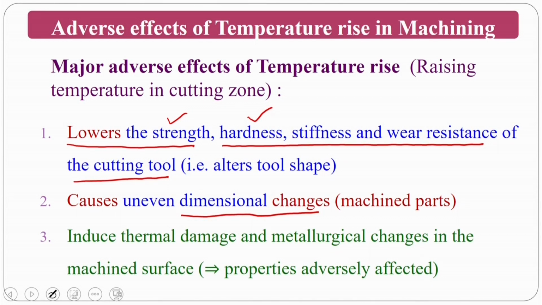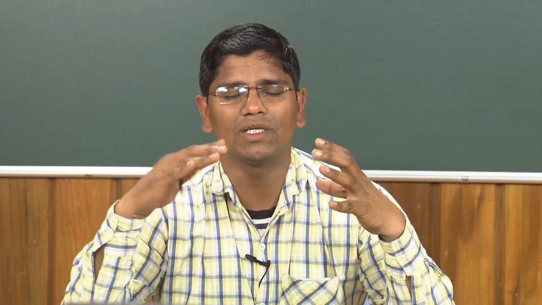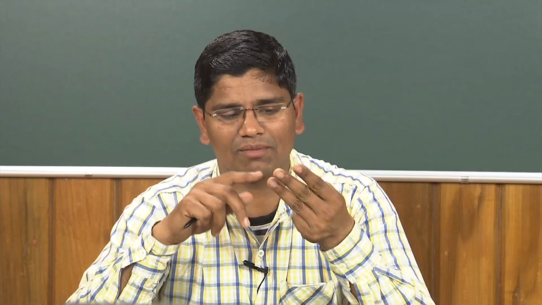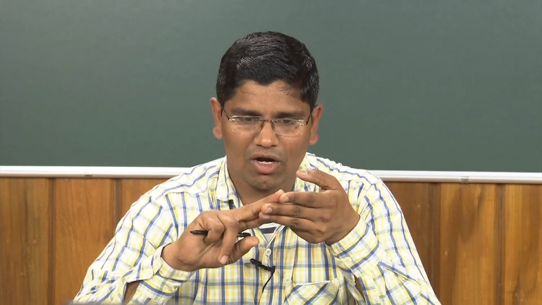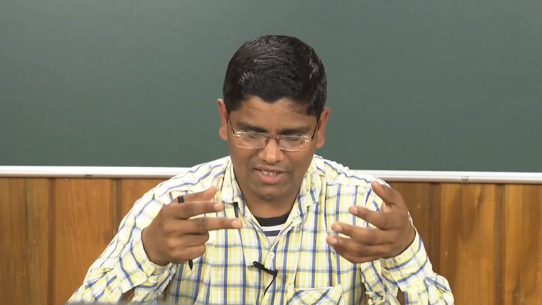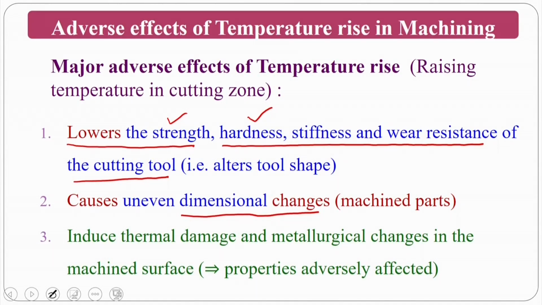Induce thermal damage and metallurgical changes to the machined surface. Normally, whenever the temperature in the cutting tool machining region is very high, what will happen? Thermal layers will form. There are 3 thermal layers. If you see the EDM process or laser beam process, which are thermal machining processes, there are the heat affected zone, recast layer and conversion layer. I am not saying that all these layers will form, but there is a chance of these layers, that is recast layer, heat affected zone and conversion layer. Okay, there is a very small chance, but because the temperature is going up.